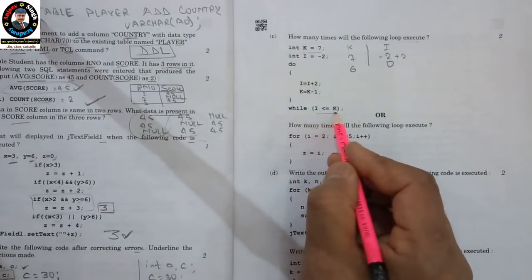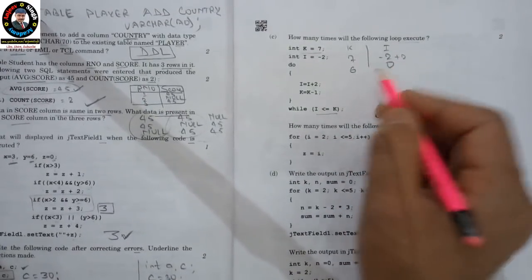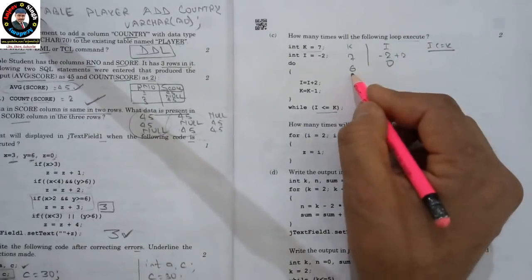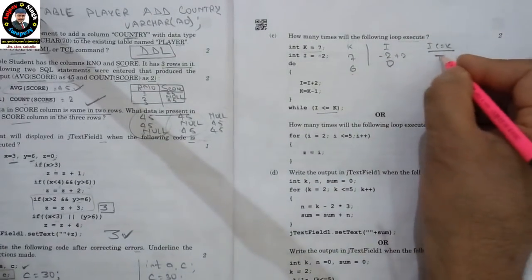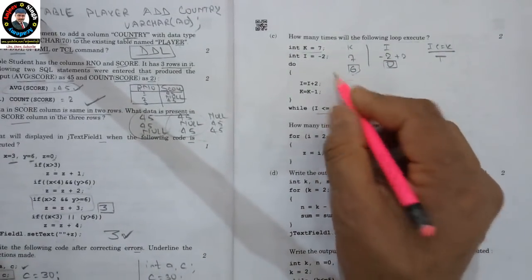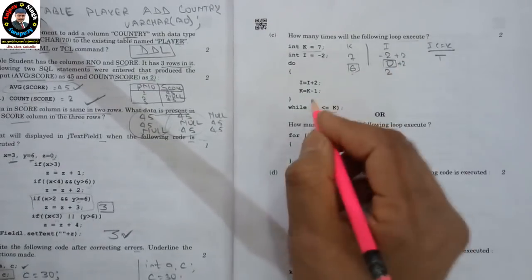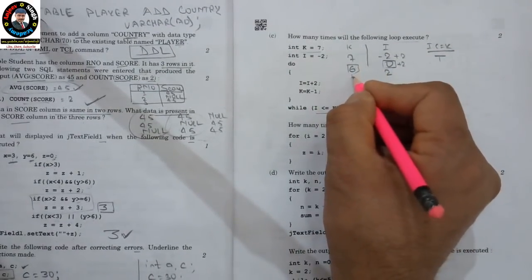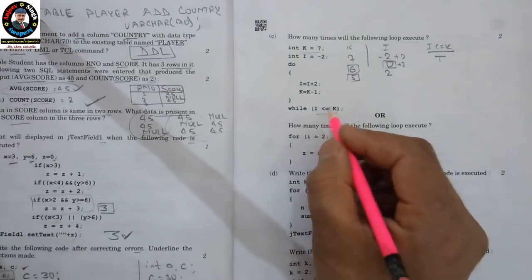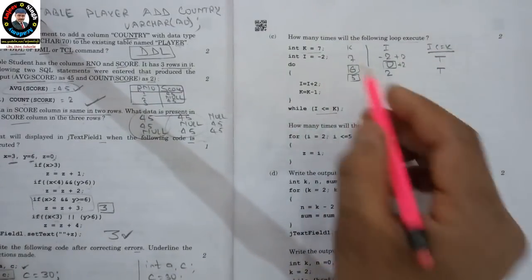While i less than or equal to k. What is the value of this? The condition is i less than or equal to k. So 0 less than or equal to 6. This condition is true here. So again you move here. Again i is equal to i plus 2, so now 0 plus 2 becomes 2 here. 6 minus 1 becomes 5 here. So now again you check the condition, i less than or equal to 5, 2 less than or equal to 5. Again the condition is true. Again you come inside the loop.